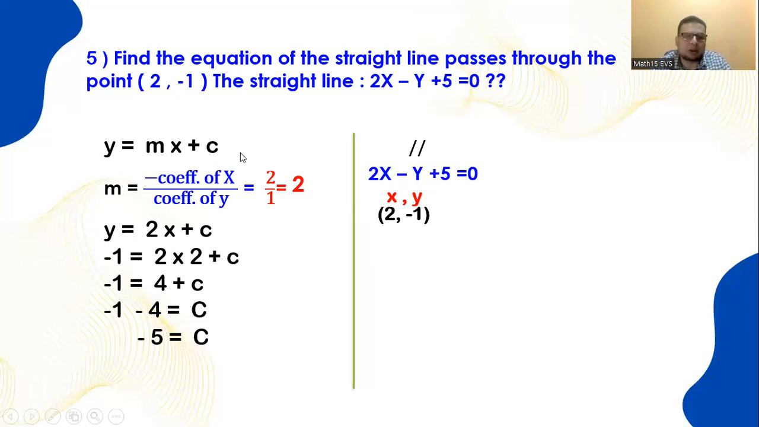You can put c here also. So here also, y equals 2x plus c, and c here is negative 5. So y equals 2x minus 5.